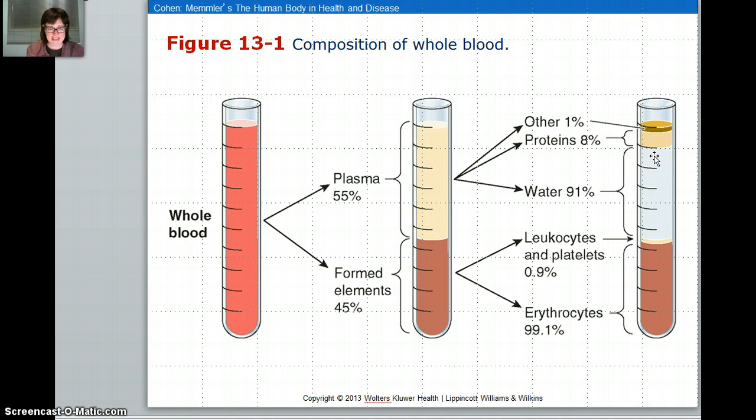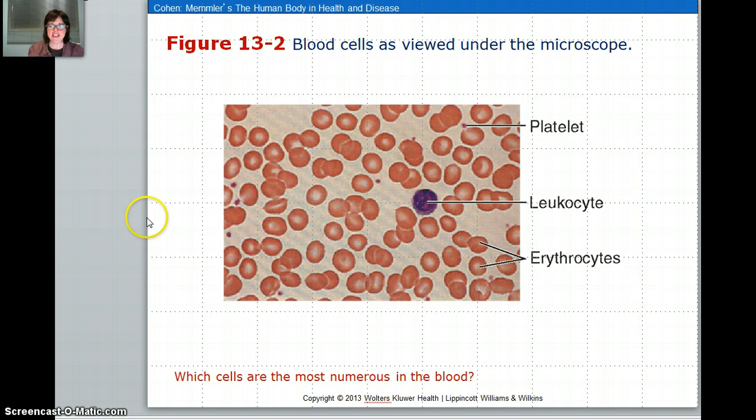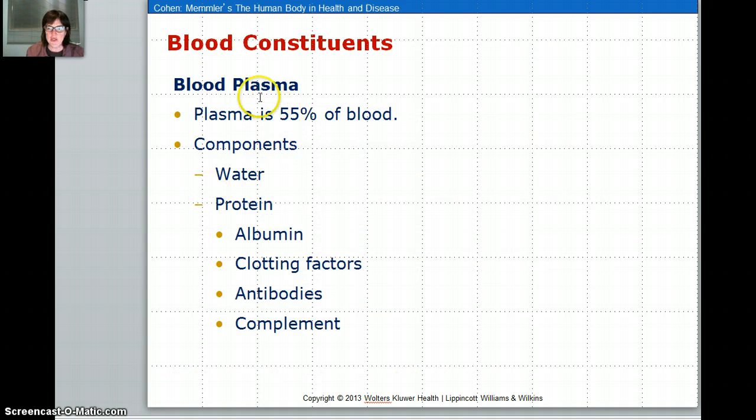Okay, when you look at the blood, you have different types of blood cells. The largest blood cells are the white leukocytes. Then the medium size but largest in population is the erythrocytes, or the red blood cell, and then the platelets. Platelets are called cells, but sometimes they're called elements because they're not true cells, they're partial cells. When you look at your blood plasma, 55% of your blood is plasma. It contains water and the proteins albumin, clotting factors, antibodies, and a complement, which we'll talk about later.